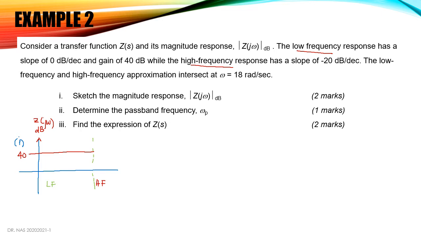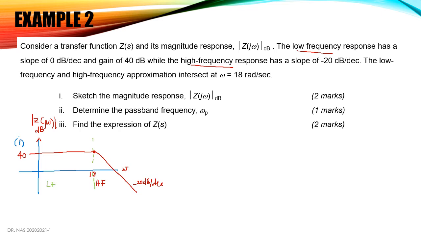Okay, while the high frequency response has a slope of negative 20 dB per decade. So this one at high frequency component, negative slope 20 dB per decade. At higher frequency component, both the low and high frequency components intersect, meaning connected, at omega equal to 18. Okay, so this is the magnitude plot of Z(j omega).